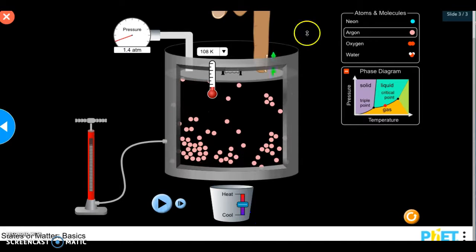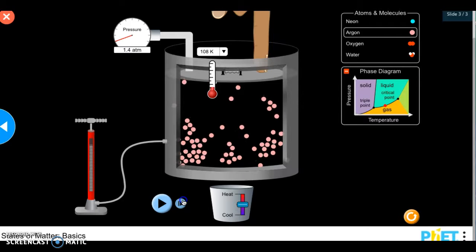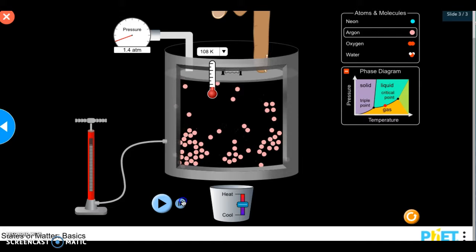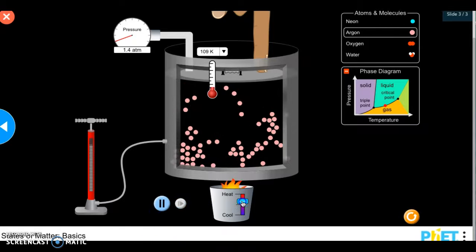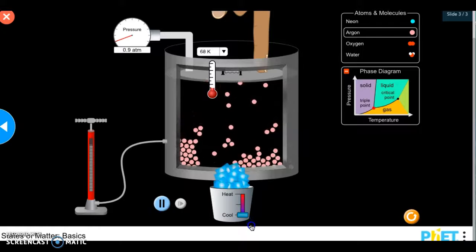You can actually pause this and see that they're at a liquid state of matter. You can go in slow-mo to see that they're getting closer together, but they're not exactly at a solid just yet. If I continue to cool this, it's going to transform to a solid state of matter.